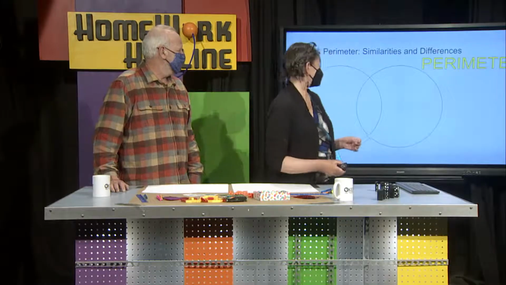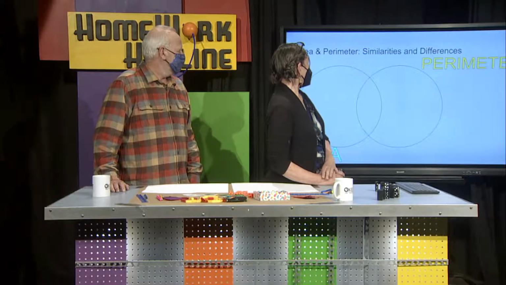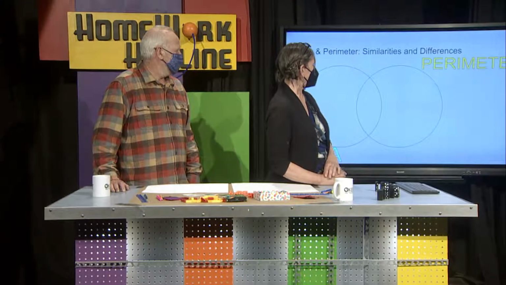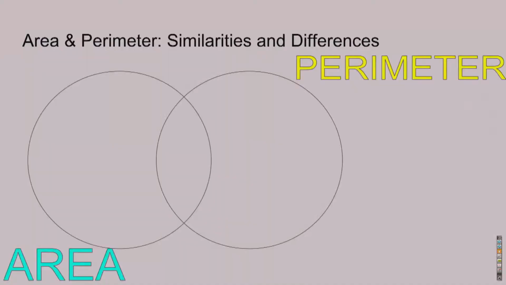So here I have a Venn diagram to show some of the similarities and differences. Area is here on the left, perimeter will be on the right, and you can see that it has an overlap because there are some similarities that both area and perimeter share.